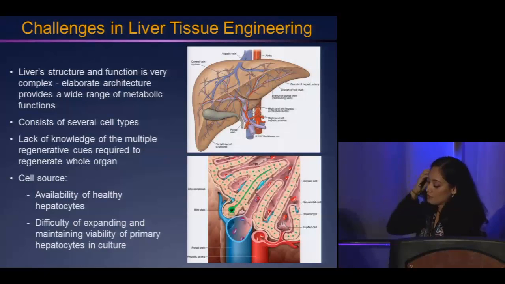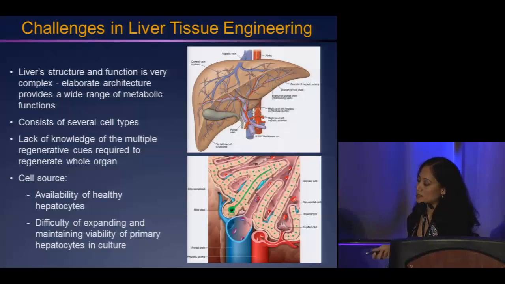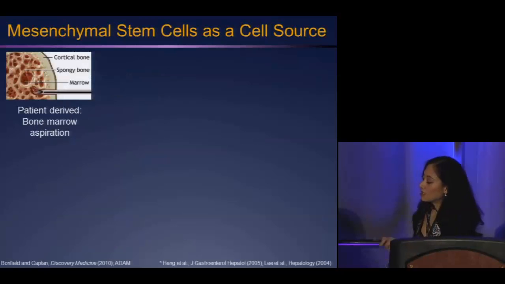And one of the other challenges is the cell source. If patients have liver disease, if we can obtain their cells, they're very minimal, especially in diseased liver. So the availability of healthy hepatocytes, which are the main functional cell type in the liver, is a challenge, as well as if we're able to isolate these cells, it's very difficult to expand them in culture as well as maintain their viability. And so one of the areas in my group is looking at alternative cell sources, mainly mesenchymal stem cells, as a potential cell source for this tissue target.